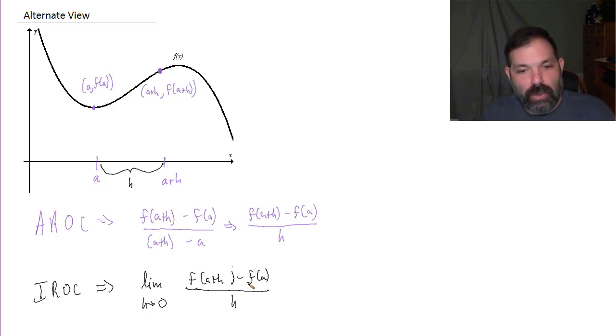So let's see an example of this. And again, for average rate of change and instantaneous rate of change, I could equivalently say slope of the secant line versus slope of the tangent line. If this was a position function, I could say average velocity versus instantaneous velocity. It's the same concept, same notation.